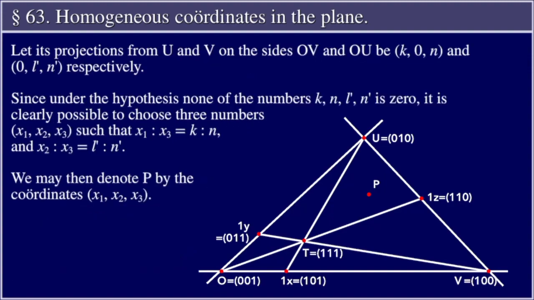Let its projections from U and V on the sides OV and OU be K, 0, N and 0, L', N' respectively. Since under the hypothesis none of the numbers K, N, L', N' is 0, it is clearly possible to choose 3 numbers x1, x2, x3 such that x1 is to x3 as K is to N, and x2 is to x3 as L' is to N'. We may then denote P by the coordinates x1, x2, x3.